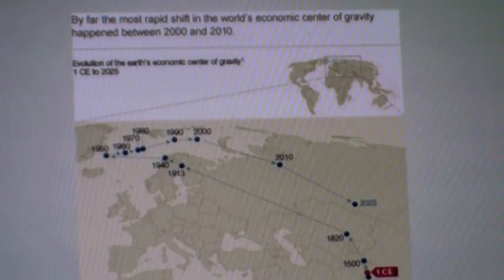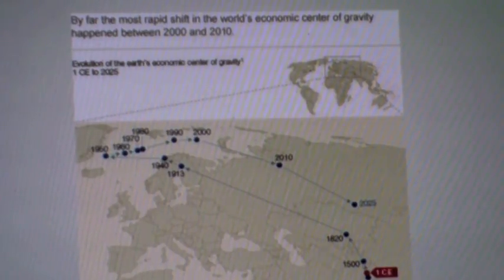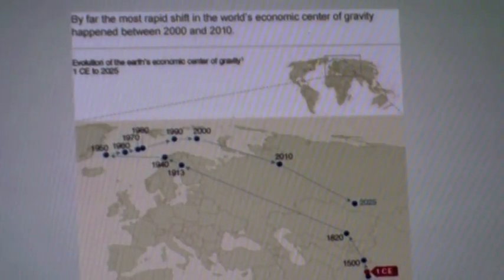If you look at the 1950s, 60s, 70s, 80s, 90s, even to 2000, it's still very much tilted toward North America and the West. It's also very far north, largely because of not much economic activity, say, in Africa, below the equator. But take a look at what happens between 2000 and 2010. A remarkable move back east.